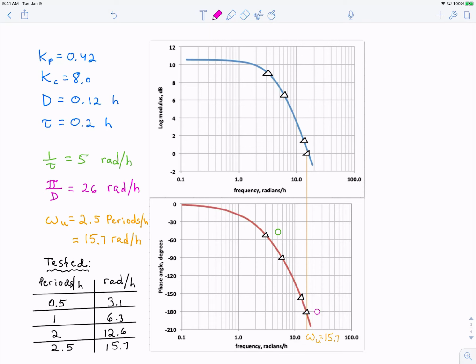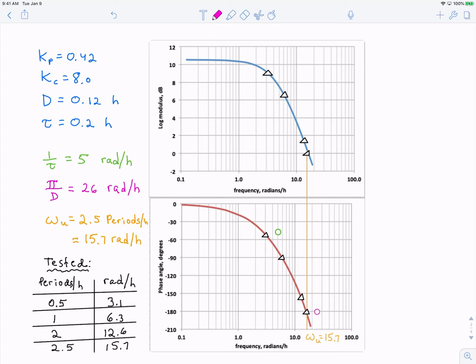The bottom graph is the sum of the phase shifts of a first order lag and a dead time element versus frequency. Recall that a first order lag has a phase shift of maximally minus 90 degrees, and that the shift is minus 45 degrees at 1 over the time constant. That point is shown as a green circle at 5 radians per hour. The dead time element loses phase angle indefinitely. The point where it lost minus 180 degrees is shown as a small pink circle in the phase angle diagram.